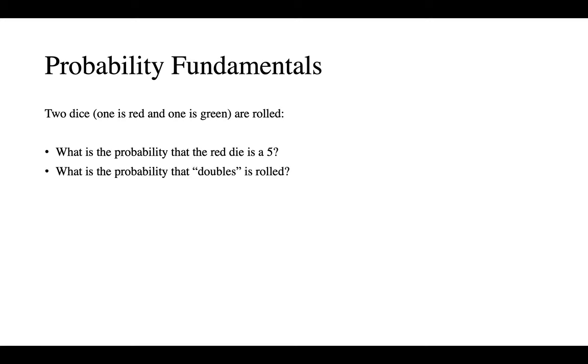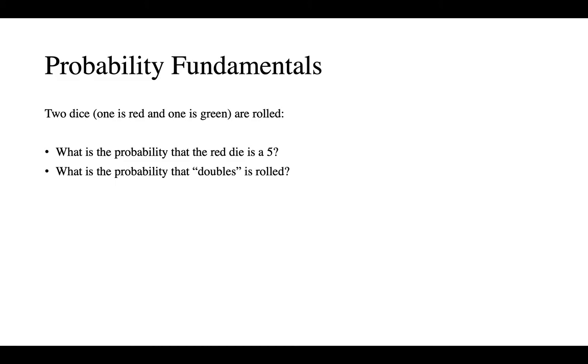What's the probability of rolling doubles? If you consider how many different outcomes there are when we roll 2 dice, the red die could be 1, 2, 3, 4, 5, or 6, and the green die could also be 1, 2, 3, 4, 5, or 6. There are 6 different outcomes on the red die and 6 on the green die, so 36 different outcomes.